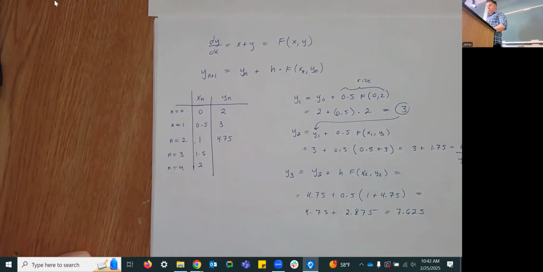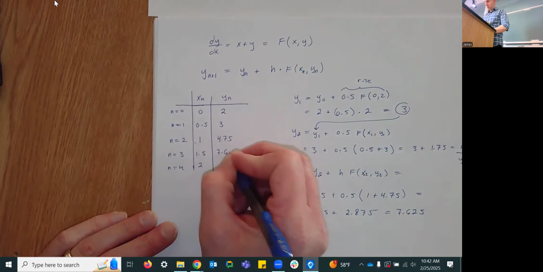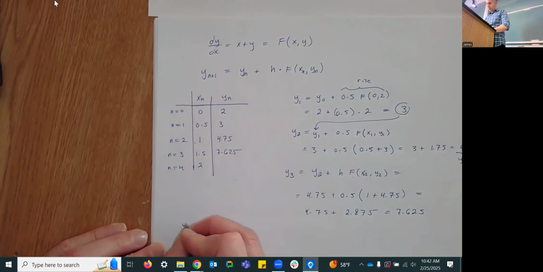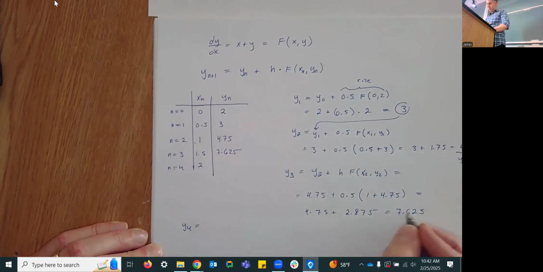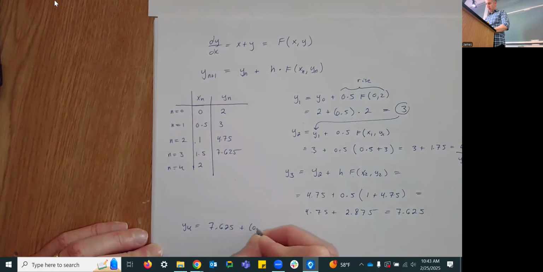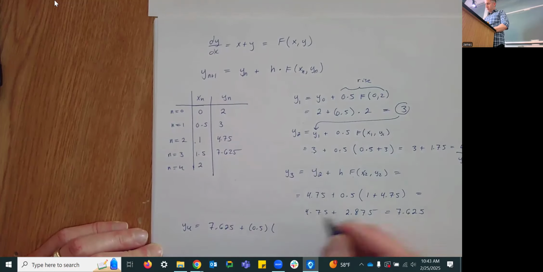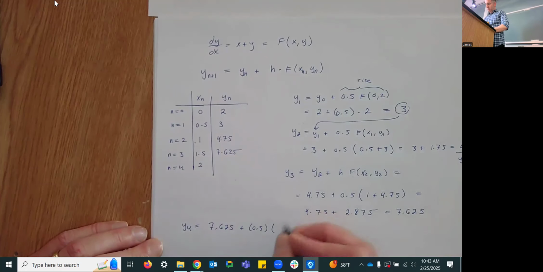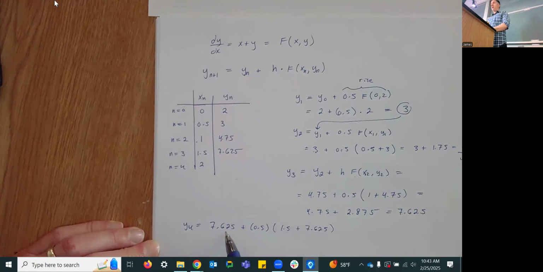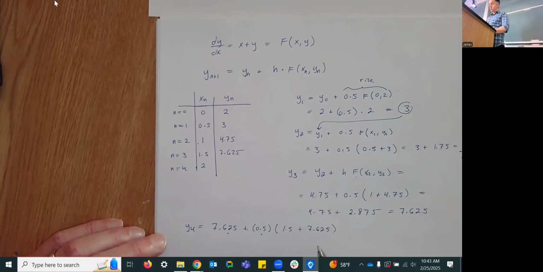Finally, one more step. So then to find y sub 4, we're going to get our previous y value, 7.625, plus half of our previous y value plus our previous x value. So it's going to be 1.5 plus 7.625. Every time, you just take the previous y value plus the run or the h value times whatever your slope is, based on whatever your derivative would equal at the previous point.